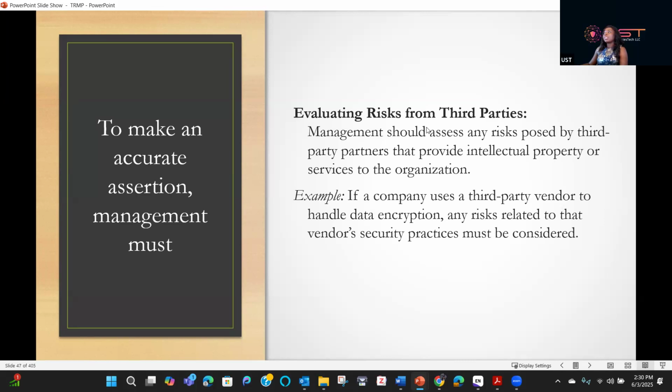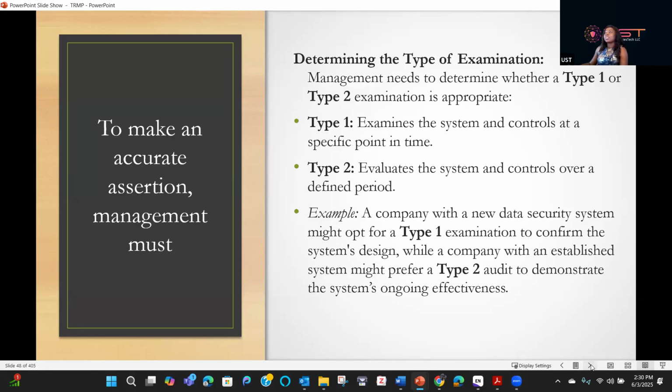What of evaluating risks from third parties? Management should assess any risks posed by third-party partners that provide intellectual property or services to the organization. If a company uses a third-party vendor to handle data encryption, any risks related to that vendor's security practices must also be considered. You see? So that is straightforward.